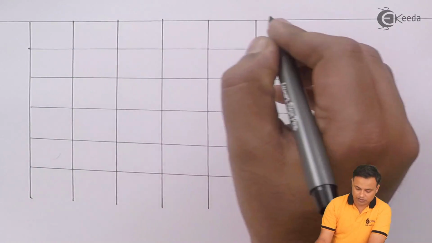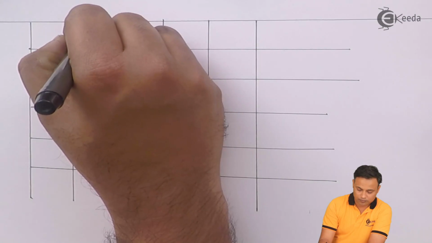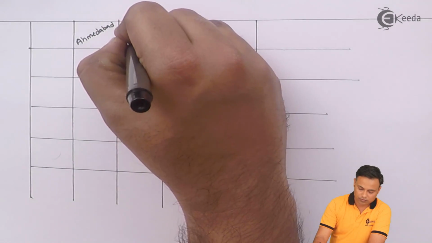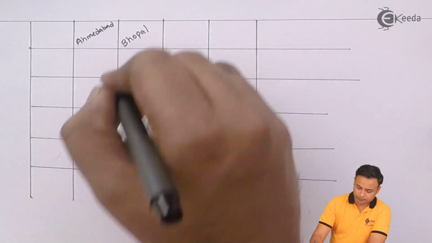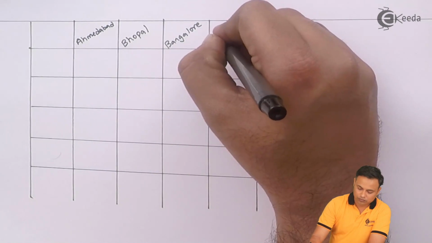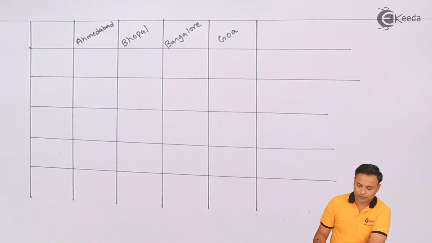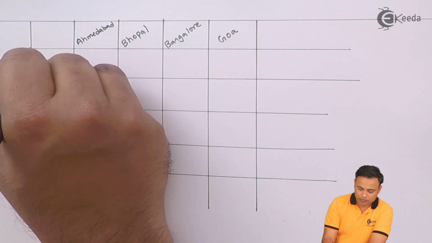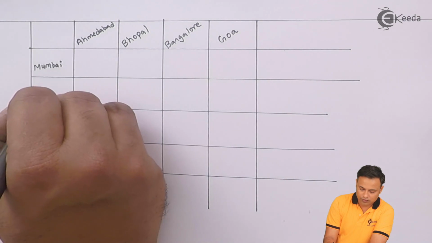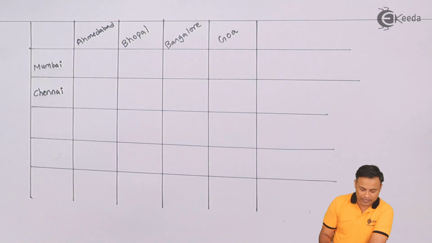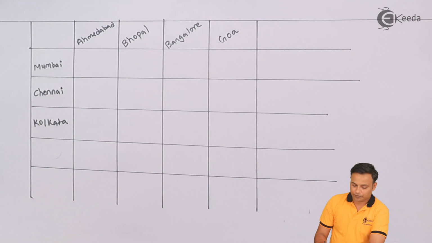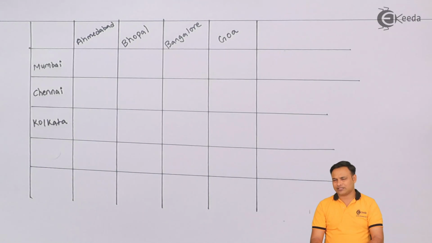So here we have, friends, the centers Ahmedabad, Bhopal, Bangalore and Goa, and here we have Mumbai, Chennai and Kolkata. We already discussed that this is an unbalanced problem.